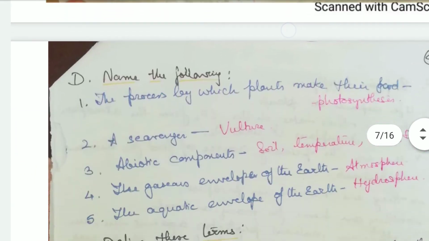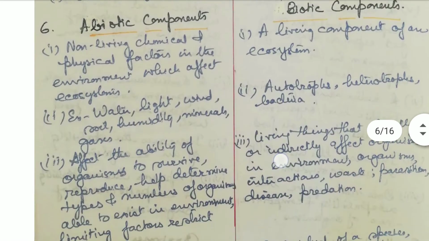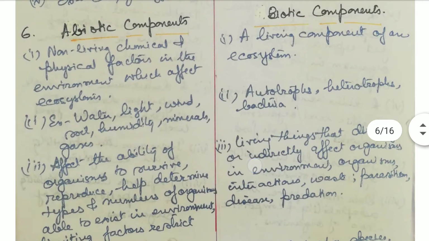So next, there are three differences you can say between abiotic and biotic components. First, the abiotic component is the non-living component, which is the chemical and physical factors in the environment which affect the ecosystem. And the biotic component is the living component of an ecosystem. Examples of abiotic components are water, light, wind, soil, humidity, minerals, gases. Examples of biotic components are autotrophs, heterotrophs, bacteria, etc.